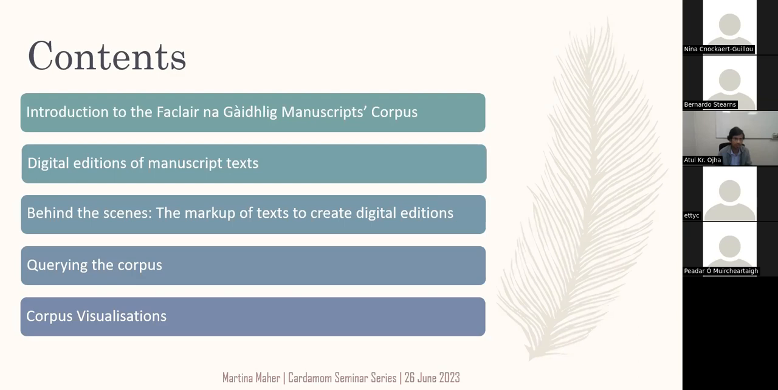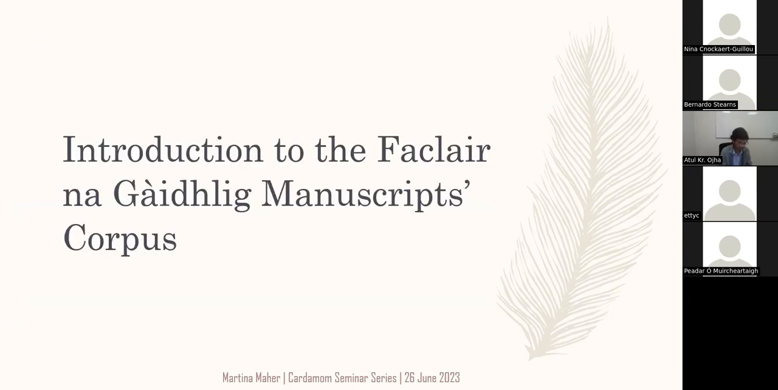So I've broken the talk down into 5 different parts. There's a wee introduction to the Faclair itself, then I will showcase some digital editions and give you a bit of a demo. We'll then take you behind the scenes so you can see the markup of these texts and the information that we're inputting to get that output on the web tool, look at querying the corpus, and then some visualizations as well. And these are things that can tell us different elements about that corpus that we have created.